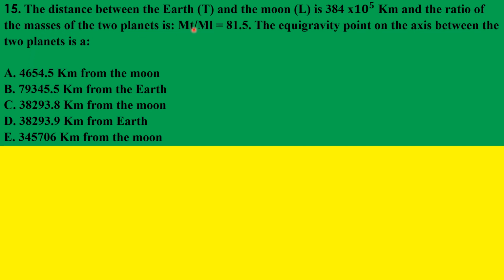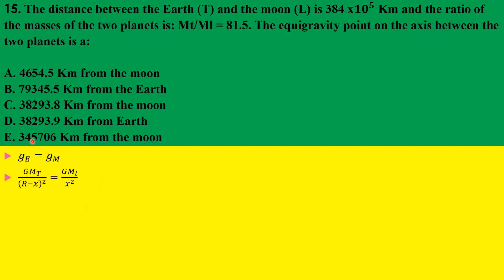So the distance between the Earth and the Moon is that, and the ratio of the masses of the two planets is that. The equigravity point on the axis between the two planets is? Okay, at a point where we have equigravity, it means that if we put a point mass at that particular point, the resulting force on that point mass is 0. So the Earth is pulling on it equally as the Moon, right? And they are in opposite directions, so the two forces are opposite but equal in magnitude. So boom, net force on the particle is 0. So GE must be equal to GM.